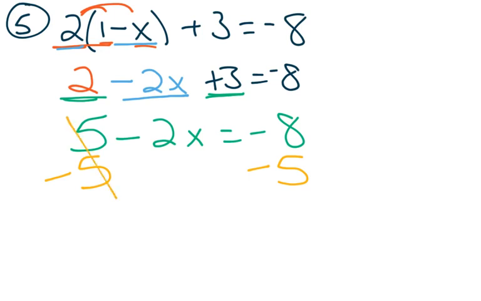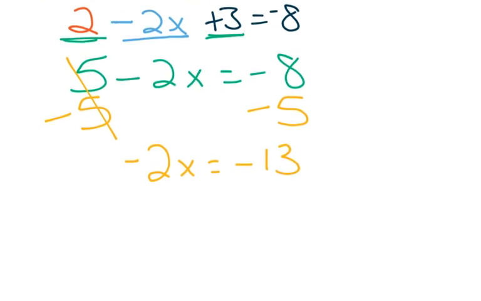Okay, so the 5 minus 5 is gone, but I didn't do anything with this minus sign. So on the left-hand side, I've got negative 2x is equal to negative 8 minus 5, which is negative 13. So negative 2x is equal to negative 13. One last step to go. Divide both sides by negative 2. That leaves me with x equals negative 13 divided by negative 2.